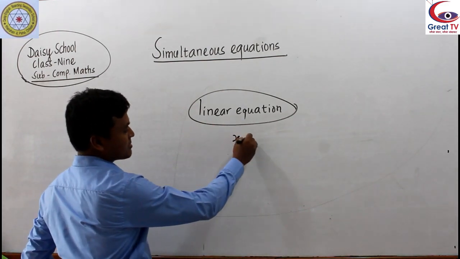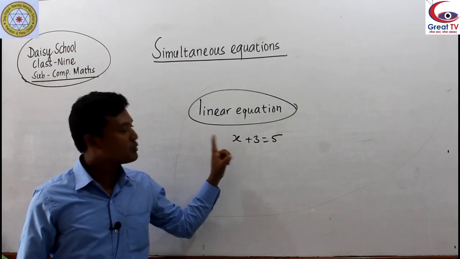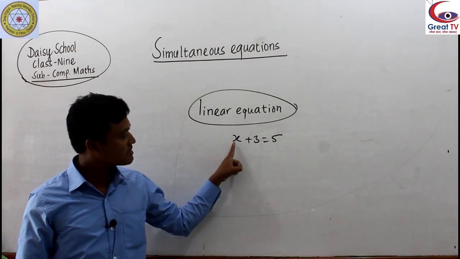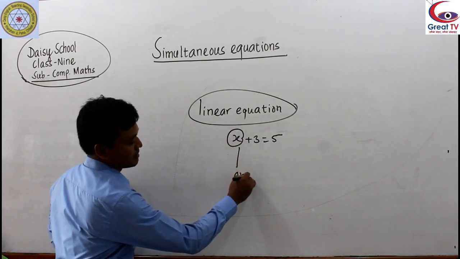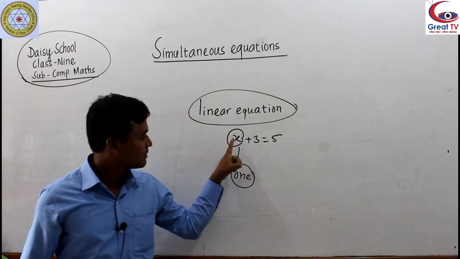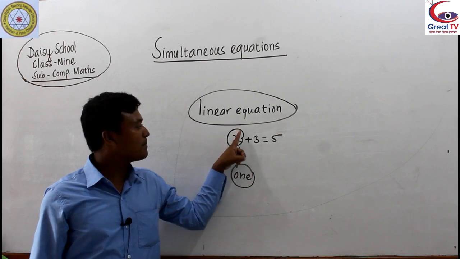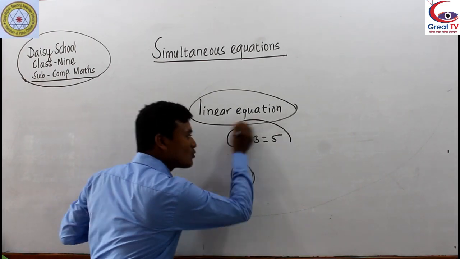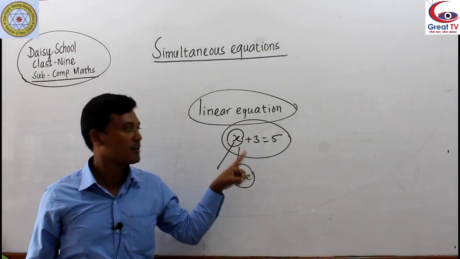Just one example: x plus 3 equals 5. It's a very simple equation. How many variables are used here? One. We have one variable in the equation written on the board. Then what is the power of x? We don't see a power, which means the power of x here is 1.